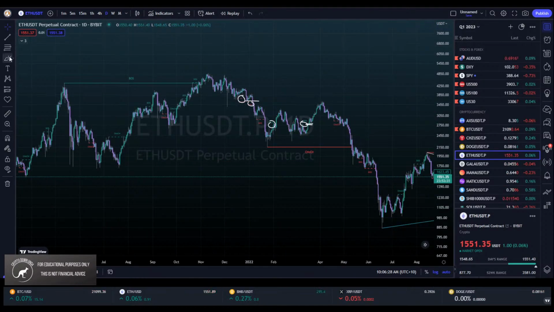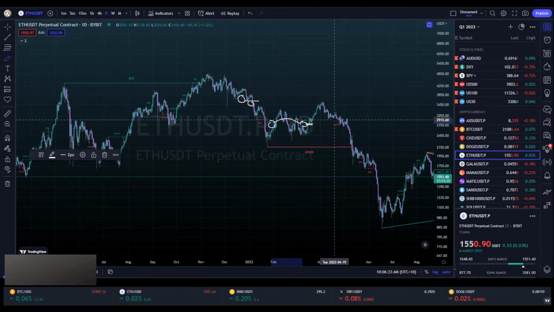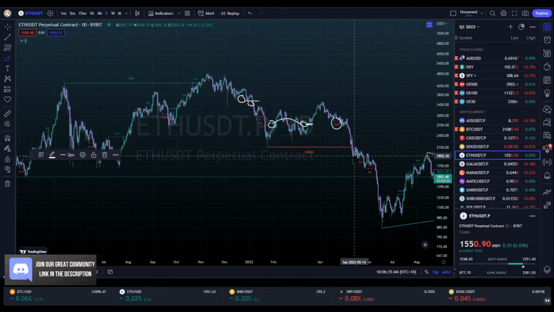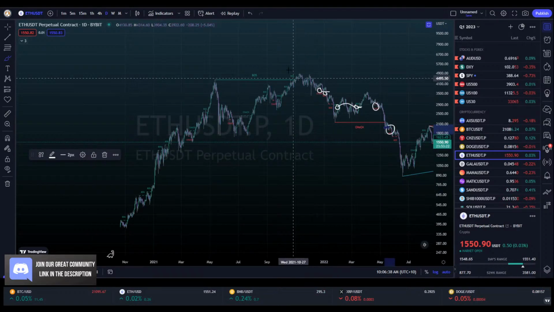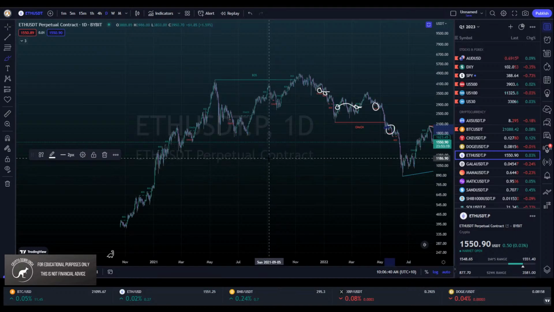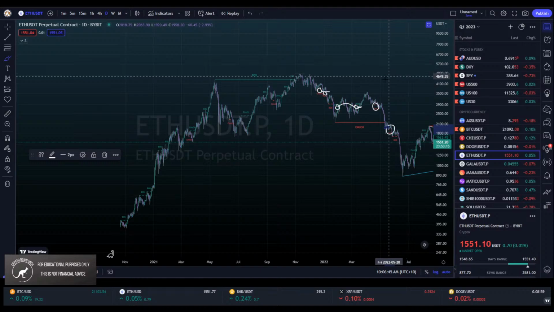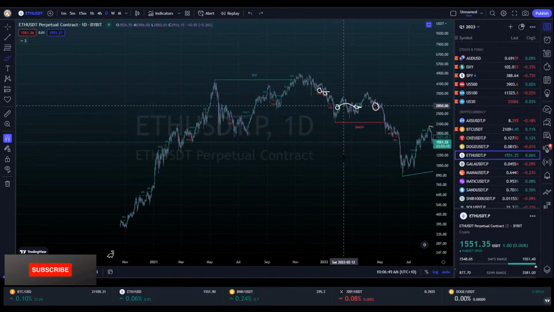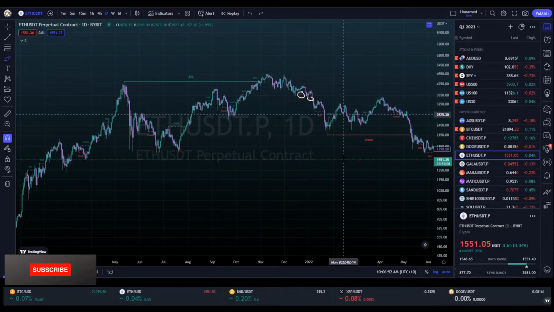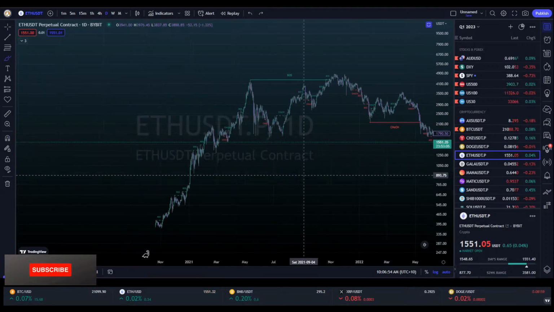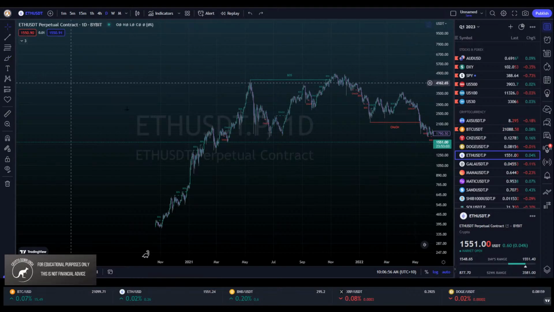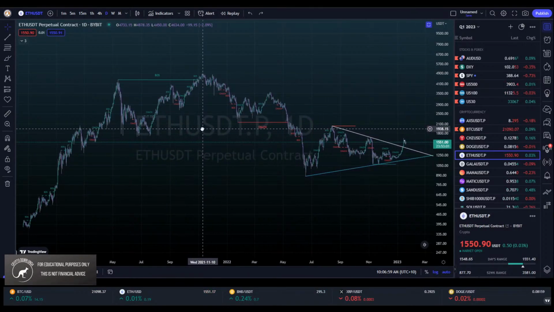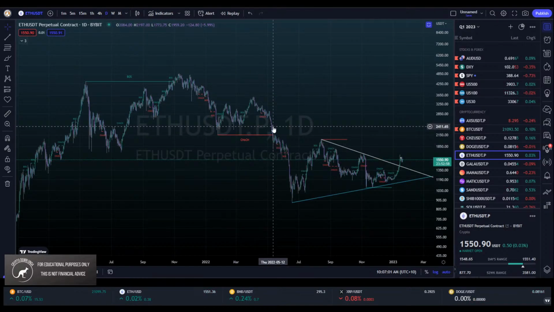So this change of character to break of structure didn't amount to much, because we got another change of character followed by a break of structure all the way down here. So playing it on the daily, you need to be prepared to see massive drawdown, and I wouldn't be doing that on leverage on the daily, definitely not. Maybe that's for bigger investment plays, perhaps spot positions.